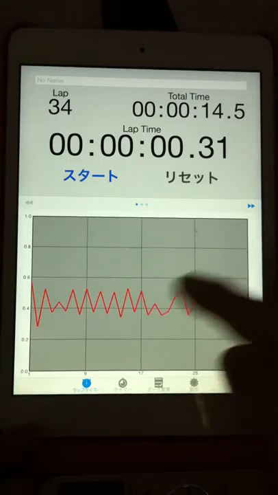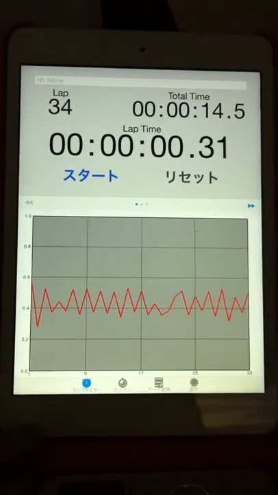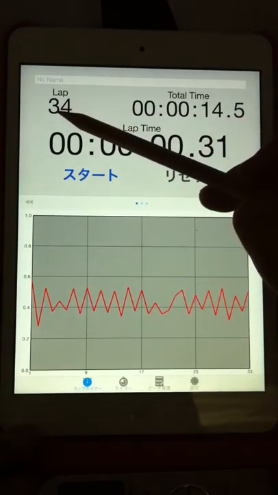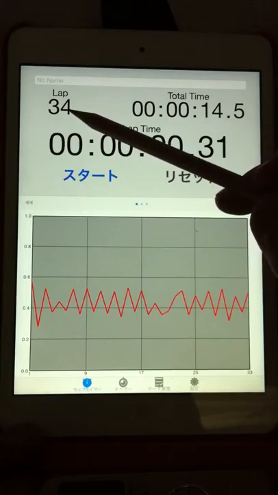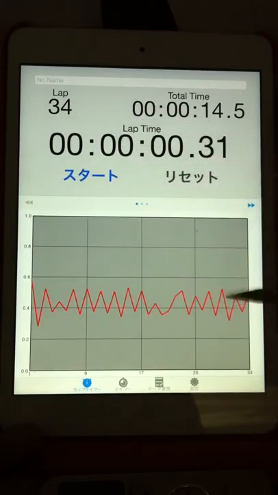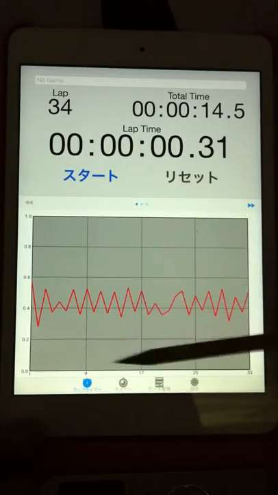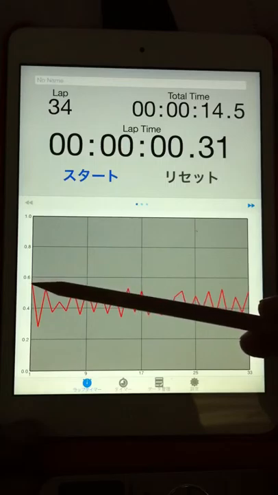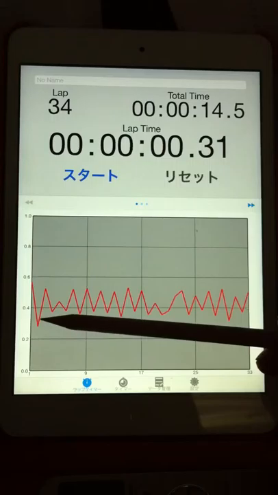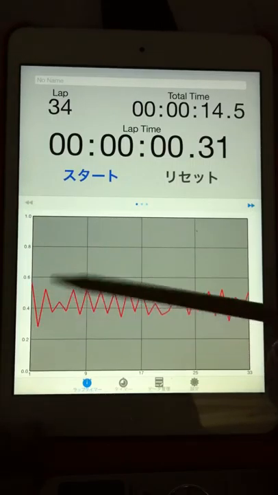I tapped four bars and one beat, one pair of front and back. In this graph, this part lap is 34. Four bars lap is 32. So two lap not expressed in this graph.